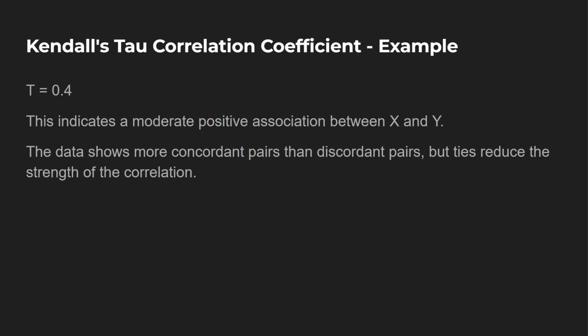So this indicates a moderate positive association between x and y's. It shows more concordant pairs than discordant pairs, but ties reduce the strength of the correlation. So that is going to be our example.